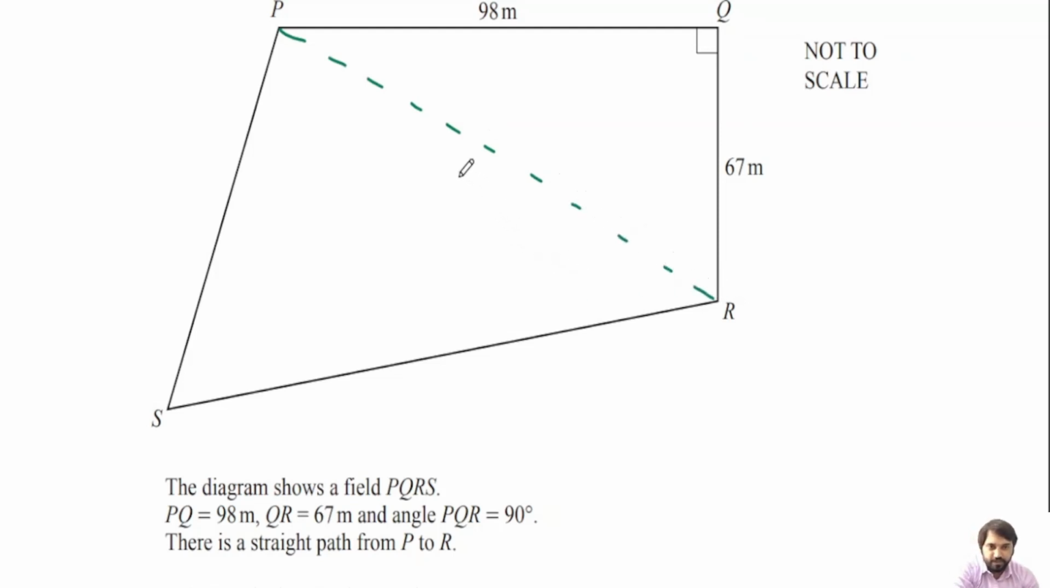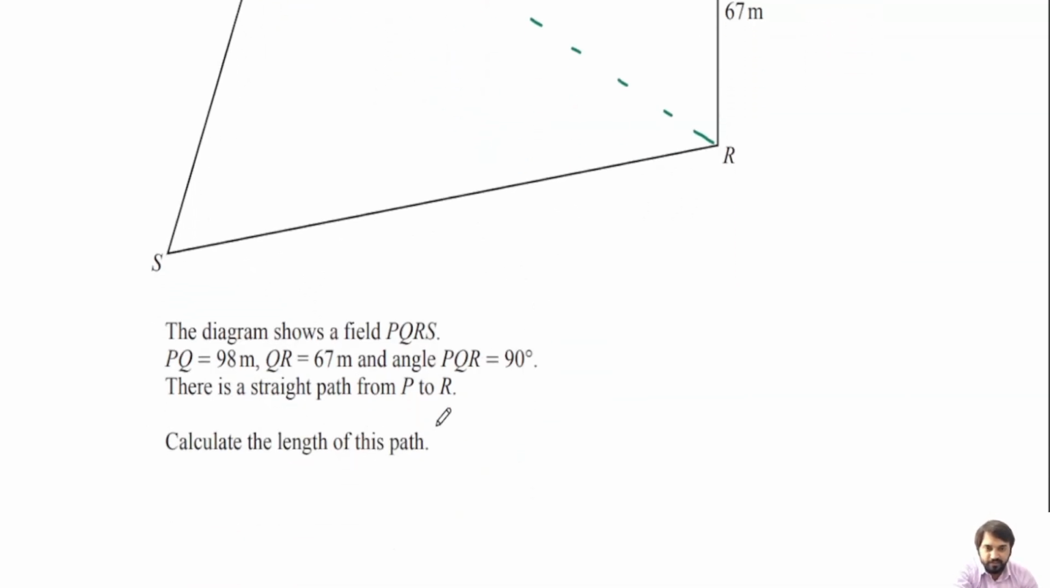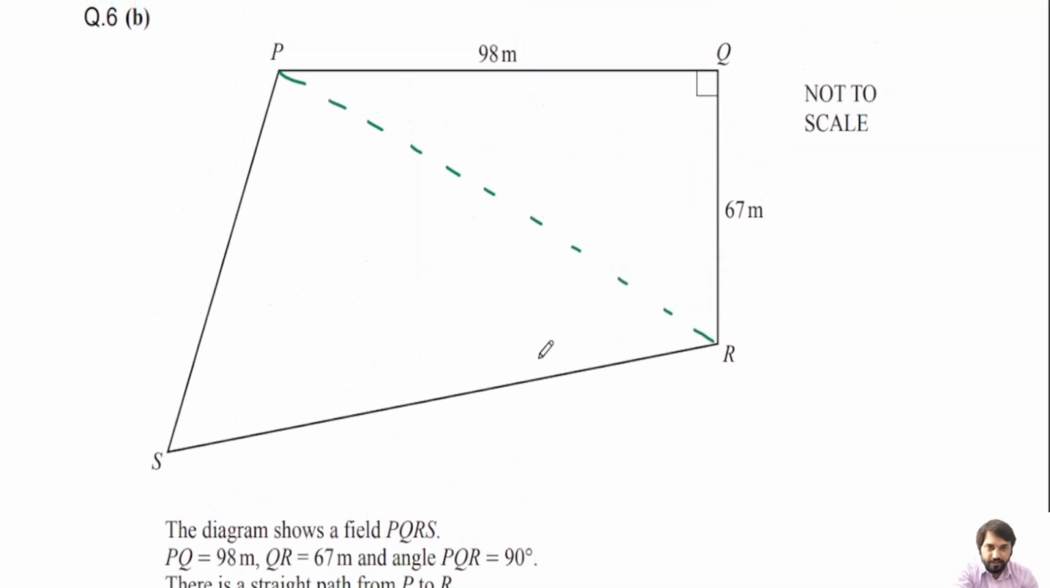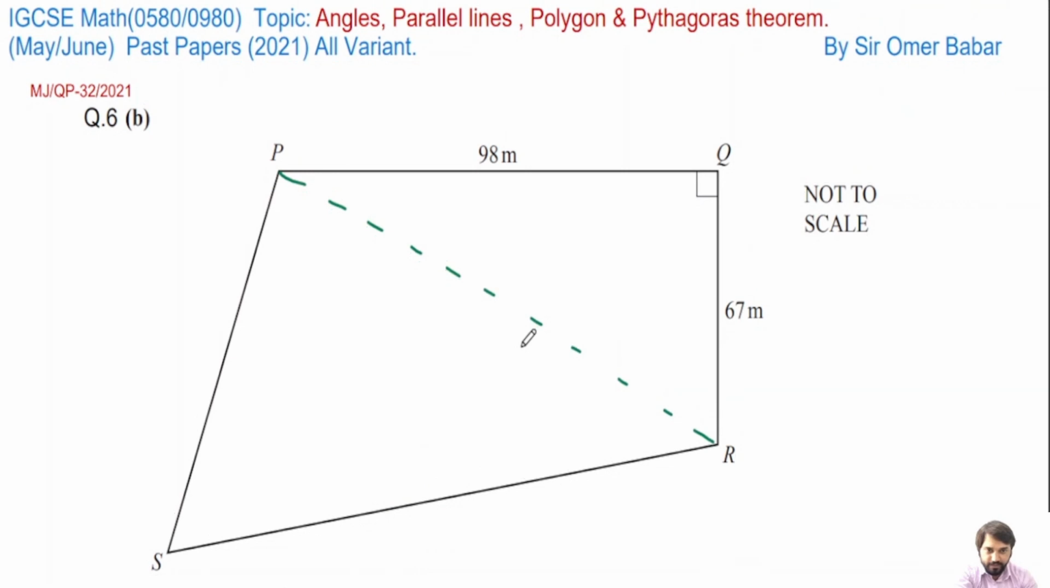Okay, we have the straight path from P to R. What we need to calculate here is the length of this path, so we need to calculate the length of PR. How can we do that? Just skip these sides and look at the triangle PQR.